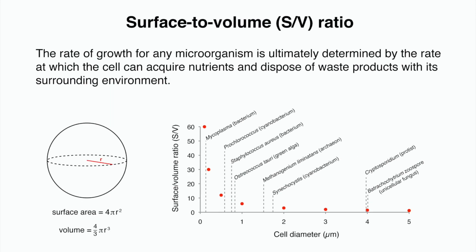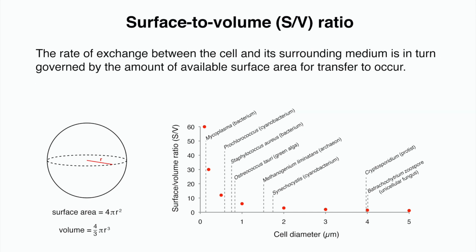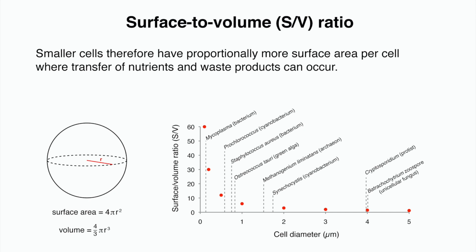The rate of growth for any microorganism is ultimately determined by the rate at which the cell can acquire nutrients and dispose of waste products with its surrounding environment. The rate of exchange between the cell and its surrounding medium is in turn governed by the amount of available surface area for transfer to occur. Smaller cells therefore have proportionally more surface area per cell volume where transfer of nutrients and waste products can occur.